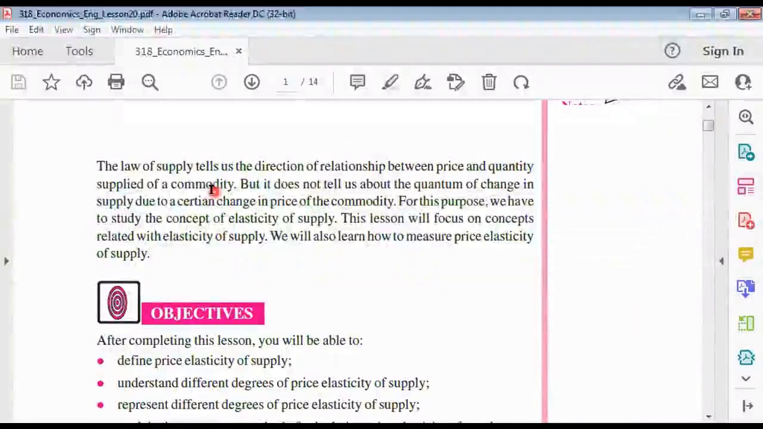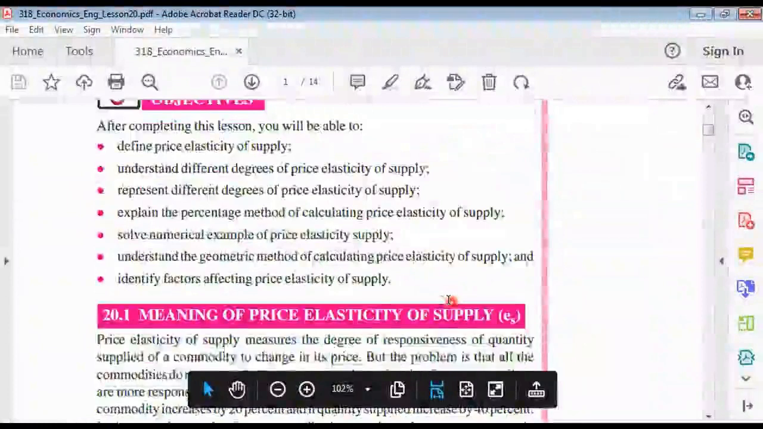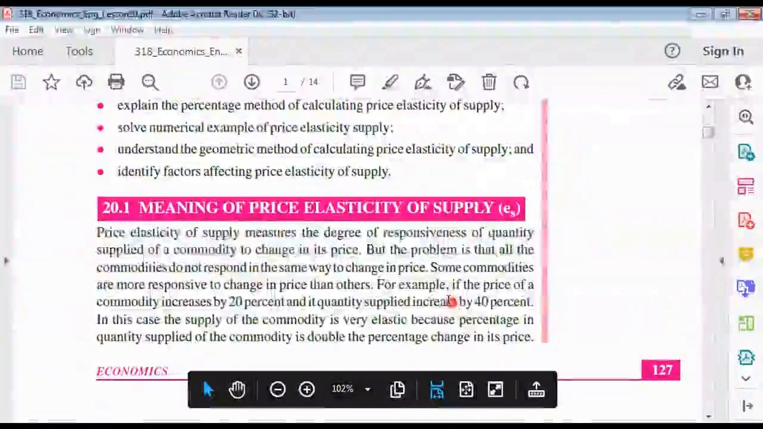So it is very similar to the concept of price elasticity of demand. The portion that is not required, I'm skipping. I'll be giving you a shorter version of this. Don't worry. Right now, you need to focus only on understanding.